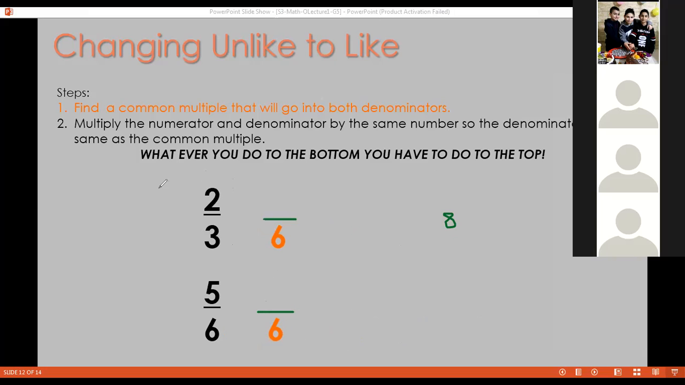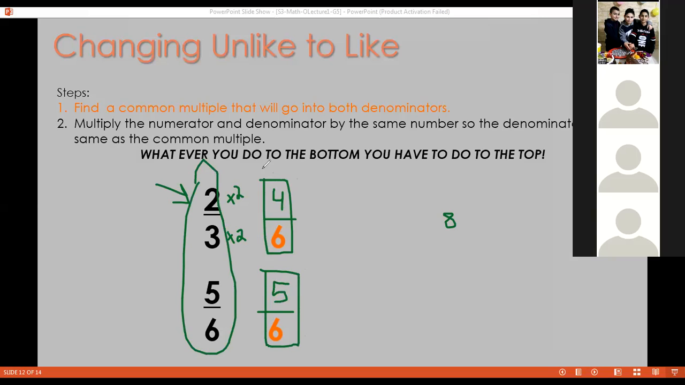If I want to make the first fraction, 2 over 3, equal something over 6, what do I have to multiply by? By 2. Very good, because 3 times 2 is 6. So what do I get in the first fraction? 4 over 6. What about the second fraction? It stays as it is, 5 over 6. And now I have two fractions that have the same denominator.